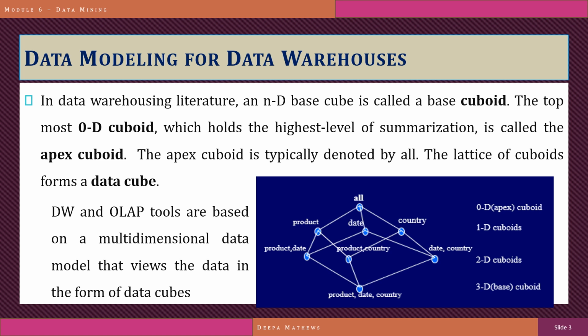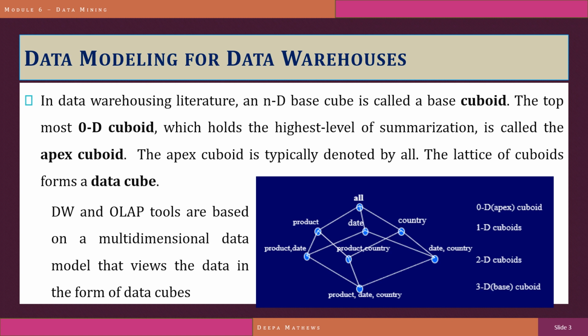In data warehousing architecture, an n-dimensional base cube is called a base cuboid. So if you have a three-dimensional base cube, then it is a three-dimensional base cuboid. The topmost zero-dimensional cuboid is called the apex cuboid, which holds the highest level of summarization and is typically denoted by all. And the lattice of cuboids forms a data cube.